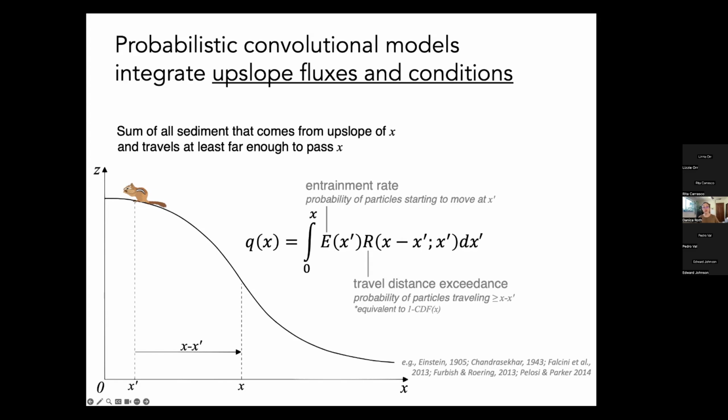So if you aren't familiar with convolutions, we're just looking at the amount of material that starts at any position X prime along the hillslope, say where a squirrel is burrowing, and then we're multiplying by the fraction of material that will still be moving by the time it reaches us somewhere downhill at position X. And then by integrating, we're just summing over all of the possible X prime positions, or squirrels, along the hillslope. So ultimately, this is giving us the sum of all the sediment that's originating from upslope of a given position, X, and traveling at least far enough to pass that position.